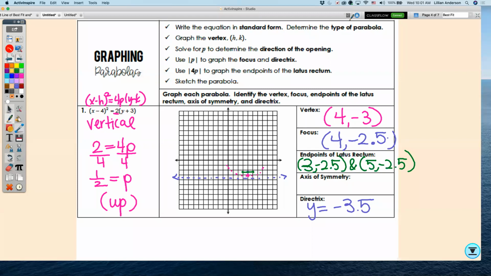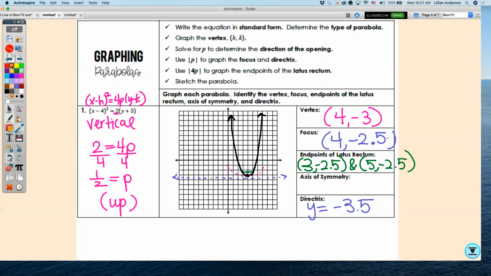So now that I have those endpoints, I can connect them to my vertex to draw my parabola. So from my vertex, I should hit that endpoint. And of course, it's going to continue to get bigger and bigger as it increases. From my vertex, hit that endpoint of the latus rectum and continue to open up that way. There is the graph of my parabola. The dotted pink was to help remind me that it was opening up.